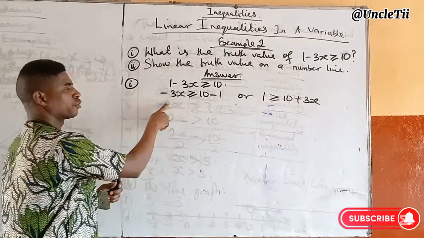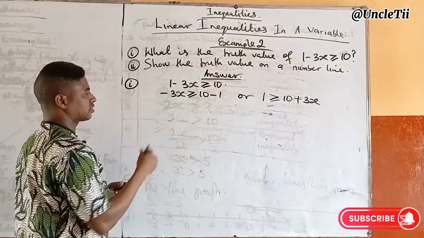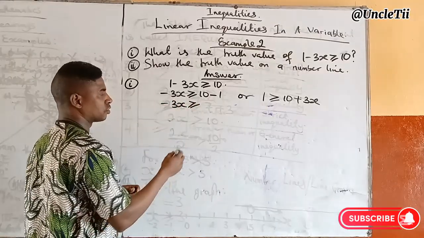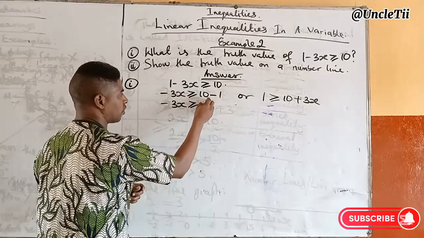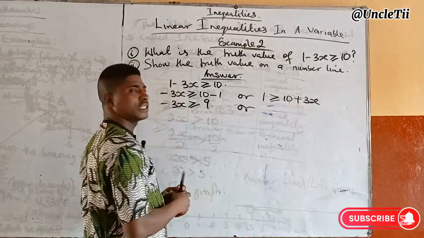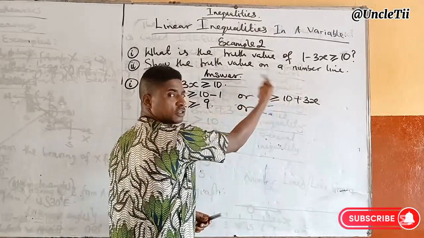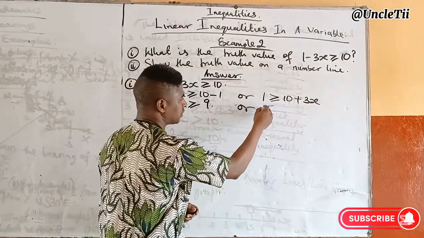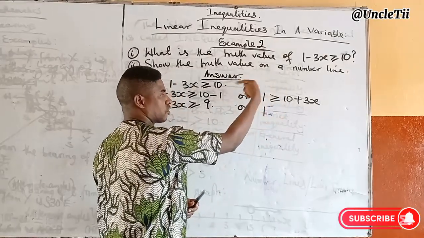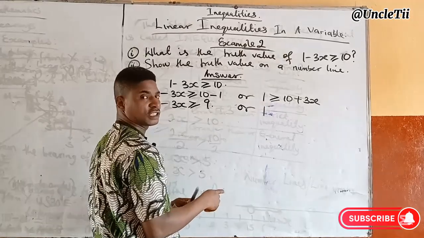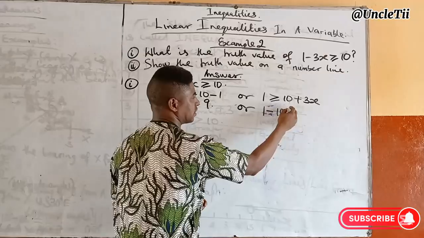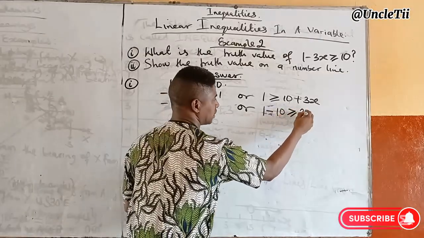Now, in this first approach, carry out the subtraction. That will give us 3x greater than or equal to 10 minus 1, of course, is 9. Or, on the other hand, move 10 to the left hand side. That will give us 1. 10 is plus 10. When it crosses over to the left hand side, the positive sign will change to negative. That will give us minus 10 greater than or equal to 3x.